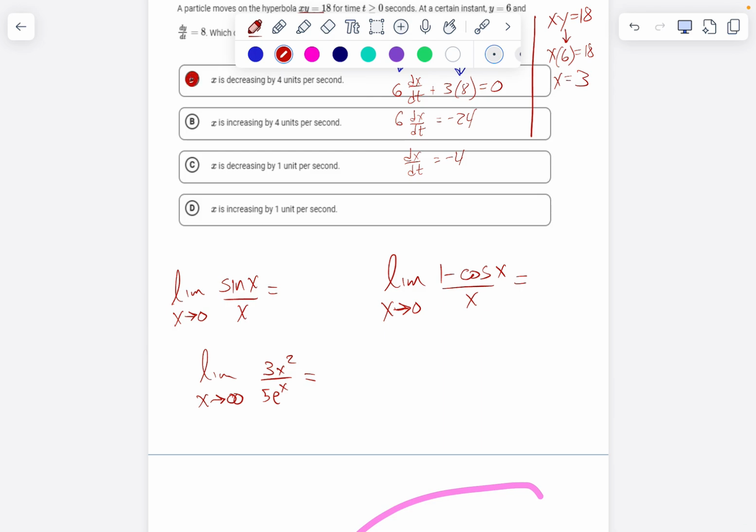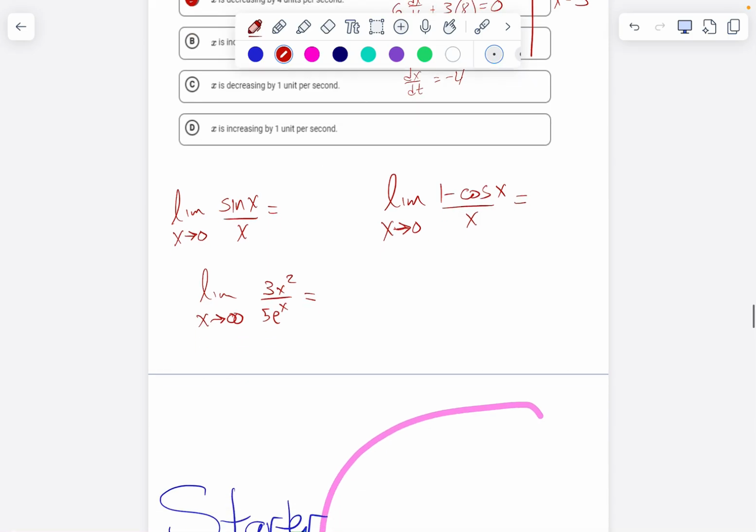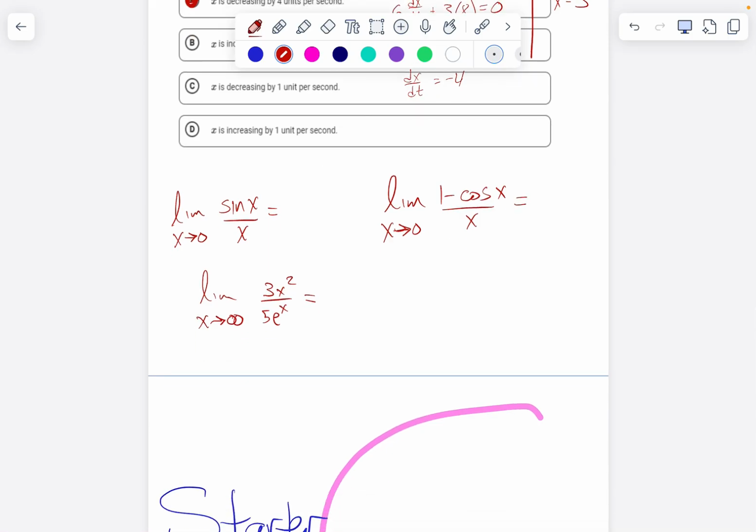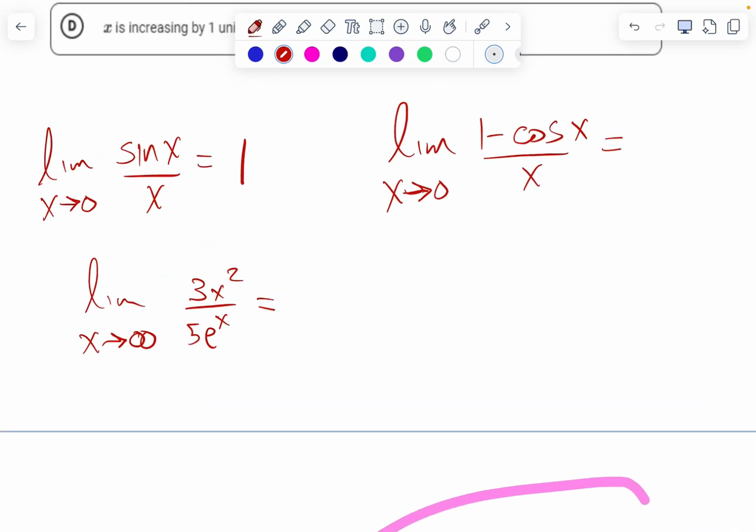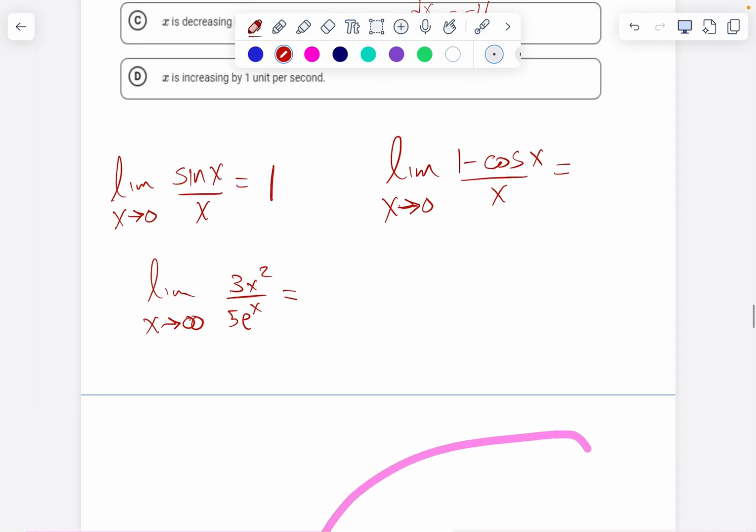It's the rate of x, the rate of change of x with respect to time is negative. And so we're moving left or decreasing, maybe we'd say. Okay. Limit as x approaches 0, sine x over x. What is that? 1. That's something you should have memorized by now. Limit as x approaches 0, 1 minus cosine x over x is 0.